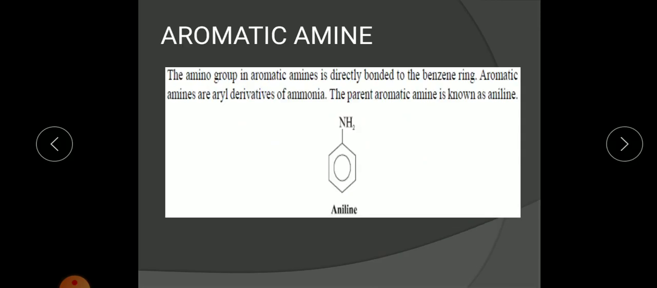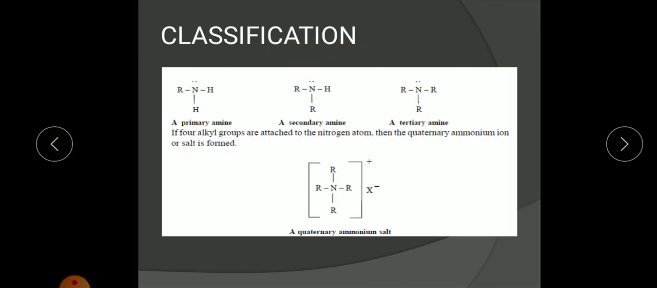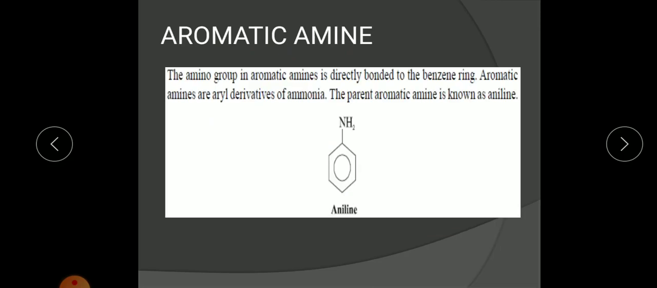Aromatic amines. We discussed aliphatic amines, where we have only alkyl groups. In aromatic amines, the amino group is directly bonded to the benzene ring. Aromatic amines are aryl derivatives of ammonia. The parent aromatic amine is known as aniline. This is the benzene ring, and we have an NH2 group attached to it. This can be called aminobenzene, or we also call it aniline.